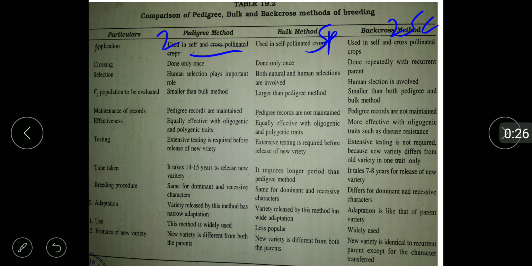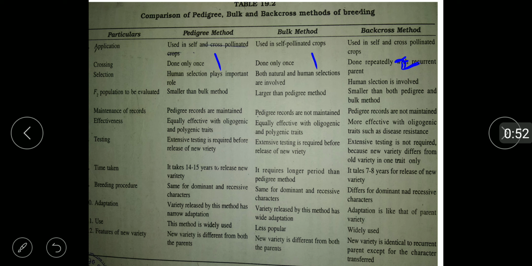Regarding crossing, in the pedigree method, crossing is done only once. In the bulk method also crossing is done only once, but in the backcross method, crossing is done repeatedly with the recurrent parent, many number of times.